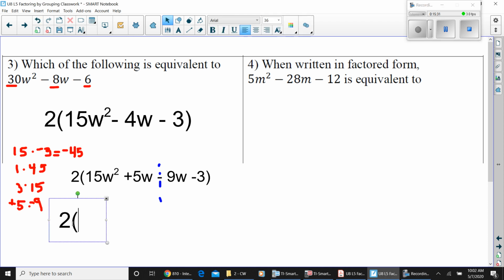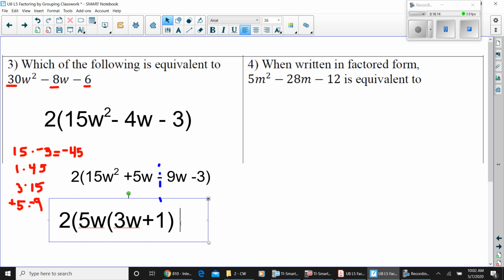So instead of that, I'm just going to put double parentheses. And I'm going to factor out a greatest common factor between 15w squared and 5w. And 5w is the greatest common factor. I'm going to put that in the double parentheses, and you'll see exactly where this is going in a second. 5w times what equals 15w squared, and 5w times 1. And then I'm going to factor out a greatest common factor here.